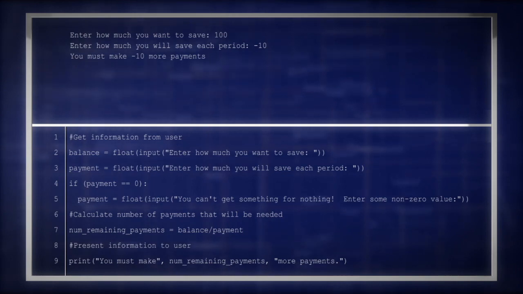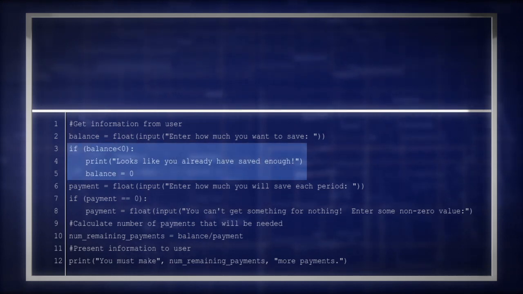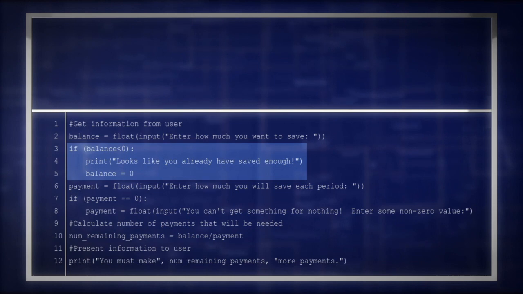just to make sure that we handle the negative cases correctly. For the balance, if the user enters a negative number, there could be several reasons. Maybe it's an error on their part, or maybe it means there's already enough money saved. The amount they need is less than 0. We'll assume that it's the second case here, and so we want to treat the balance as 0, so that we compute that no more payments are needed. So in this case, we'll write a statement telling the user what we're doing, and just set the balance to 0.